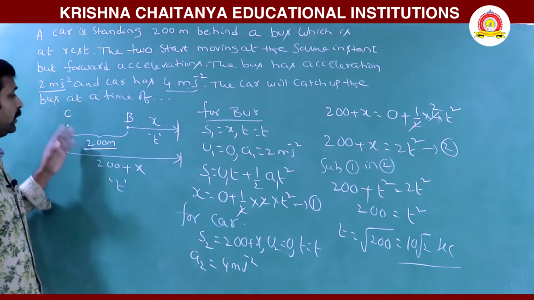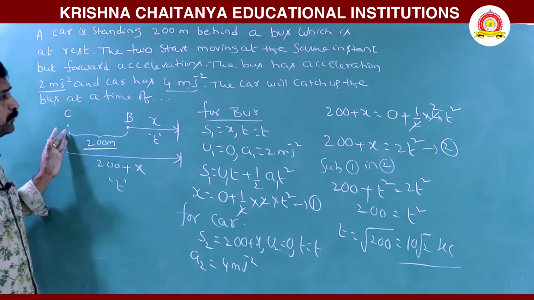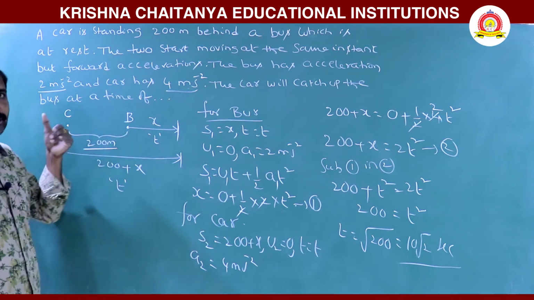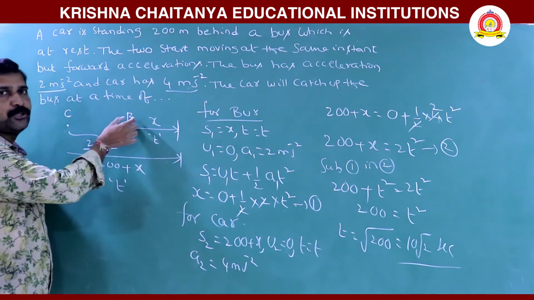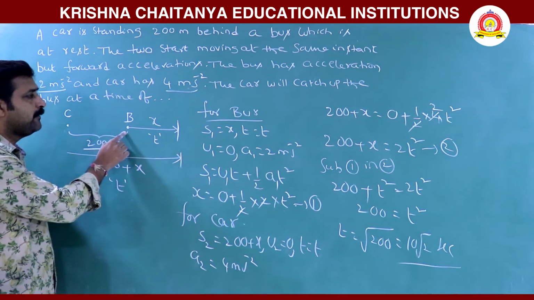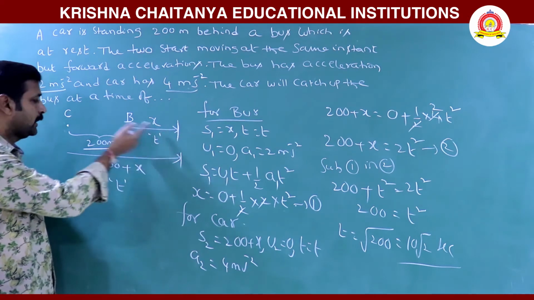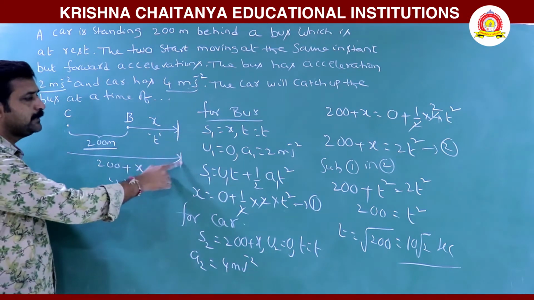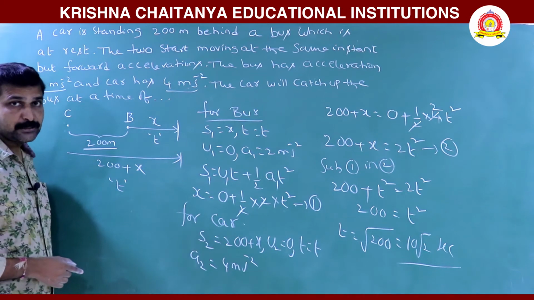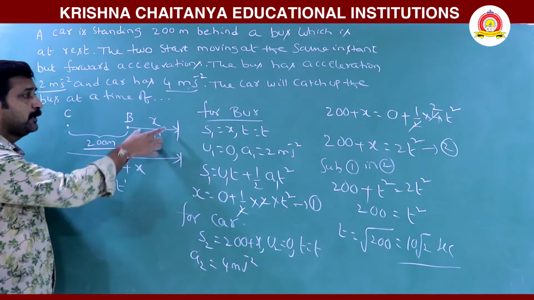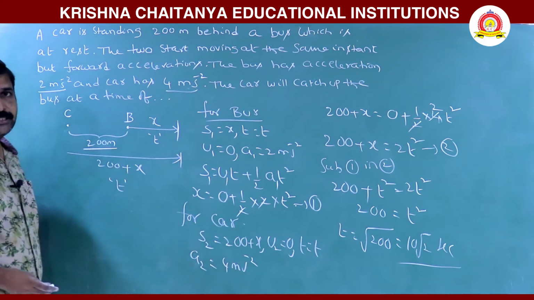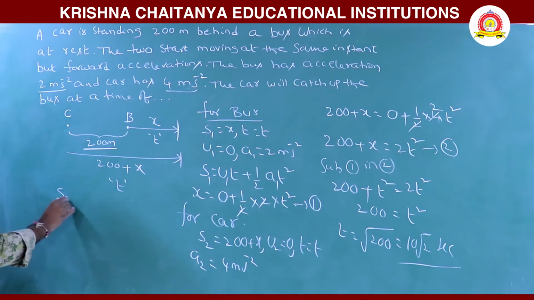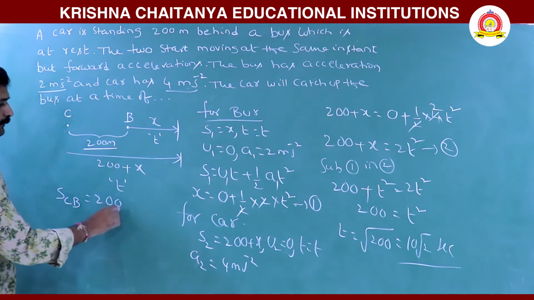Now the car has to overtake the bus. It has to travel 200 meters additionally with respect to the bus. If the bus travels a distance x, the car has to travel 200 plus x. So what is the difference? 200 plus x minus x, which is 200. So this is the distance traveled by the car with respect to the bus, displacement 200.